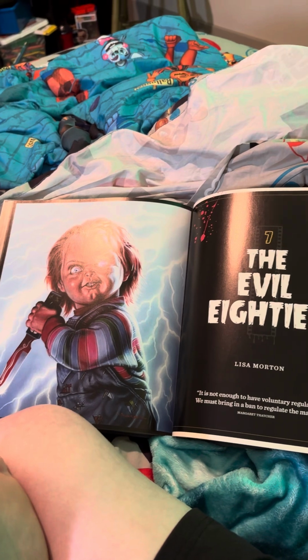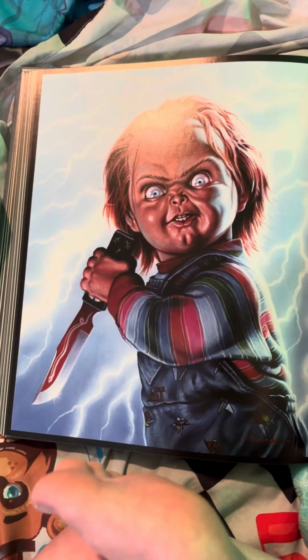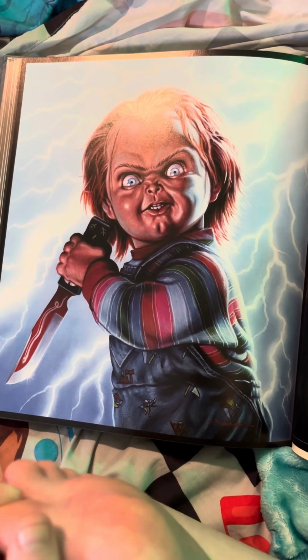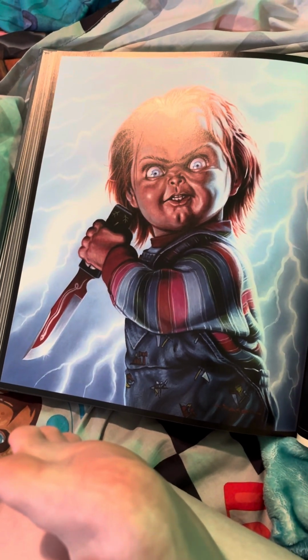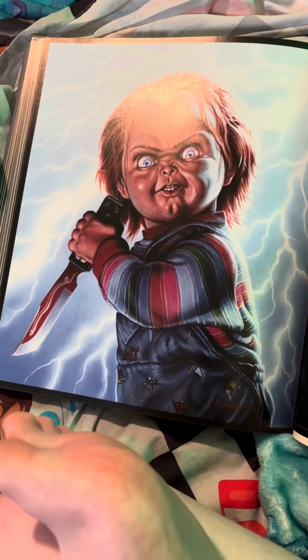Now we've got our favorite piece, The Evil 80s. And before we get to the page, I have to respect this really good art of Chucky, because you know Chucky's my favorite horror character. This is my favorite piece of art in this whole book.